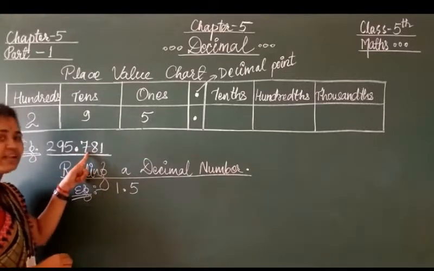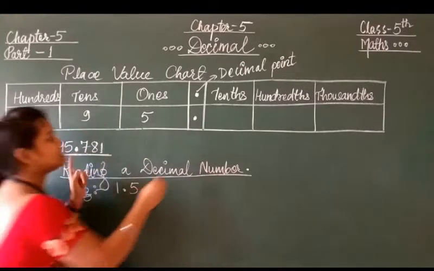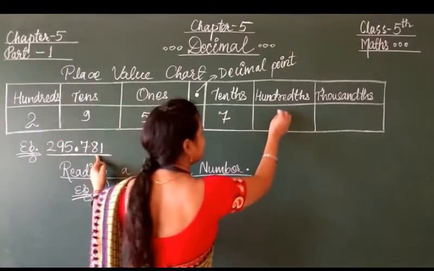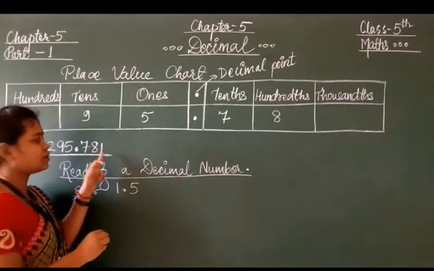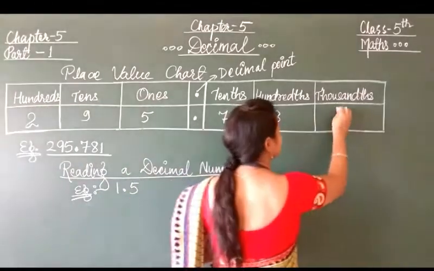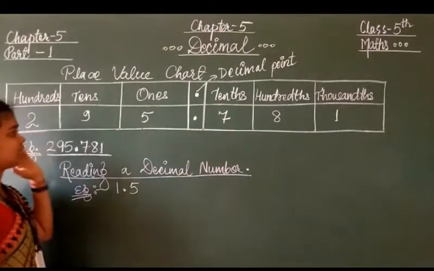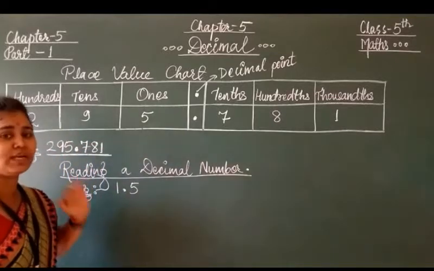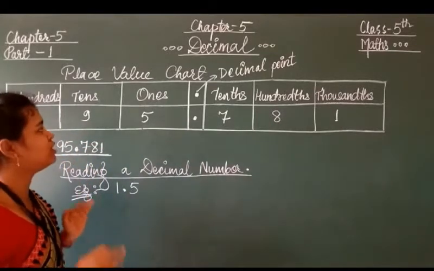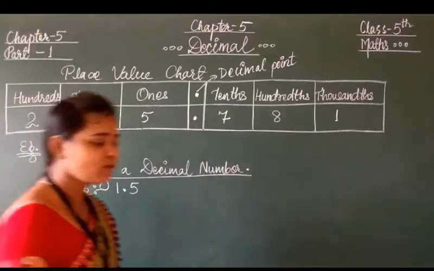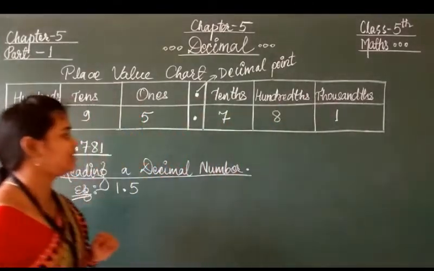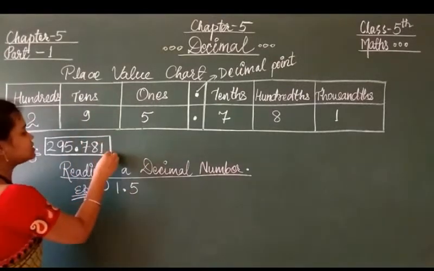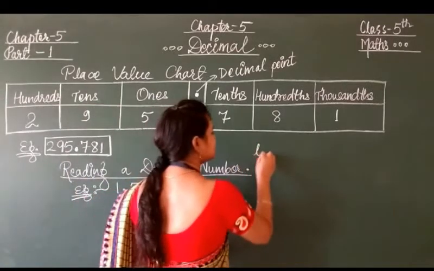After the decimal, 7 is in tenths place. This is 7. Then 8 is in hundredths place. This is hundredths, 8. Then 1 is in thousandths place. So we will write here 1. So students, in this way, we can put the given decimal number in the place value chart. And according to this only, you will write the places of each number. For example, in this given number, I am asking you to write the tens place.